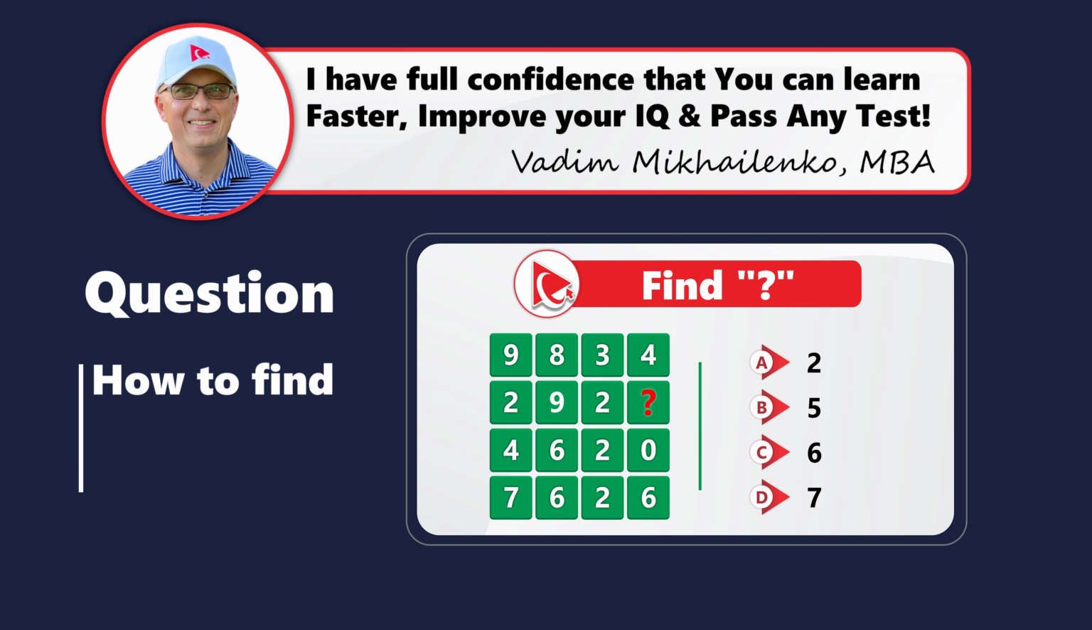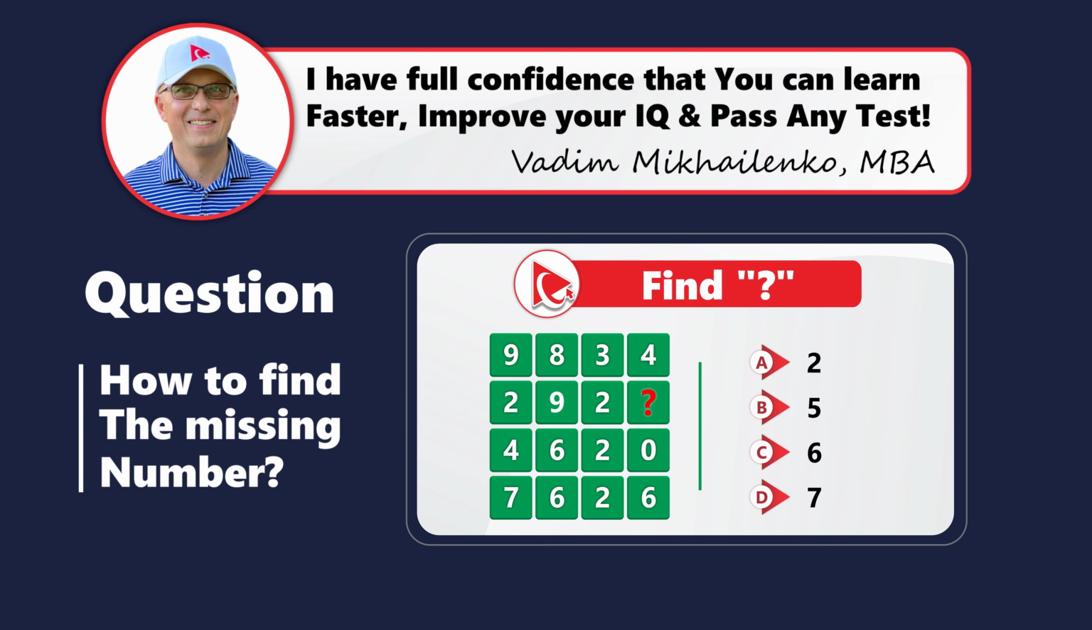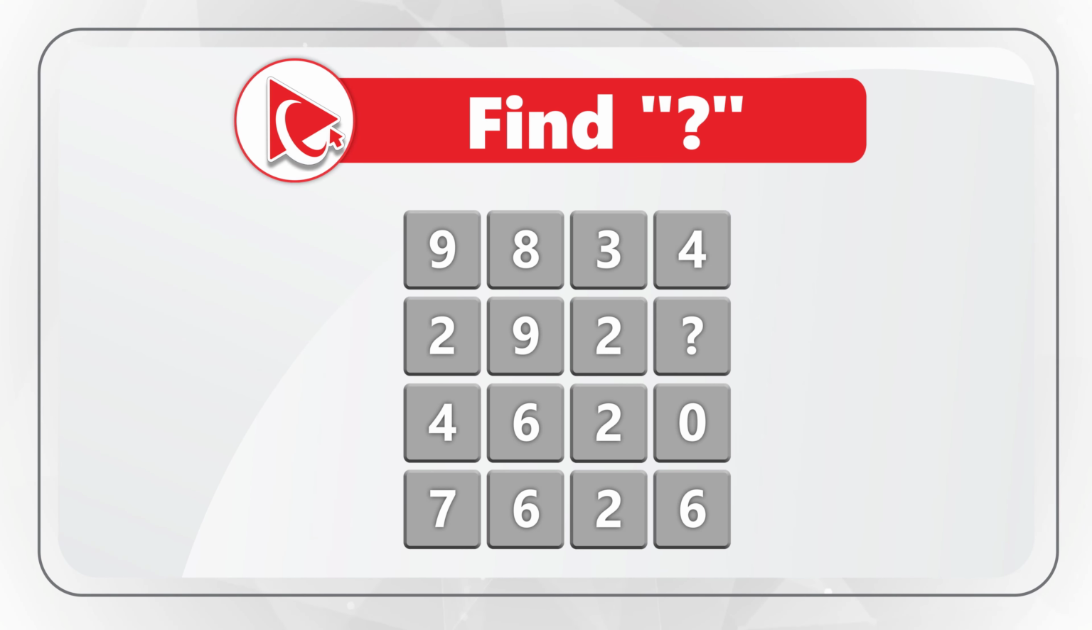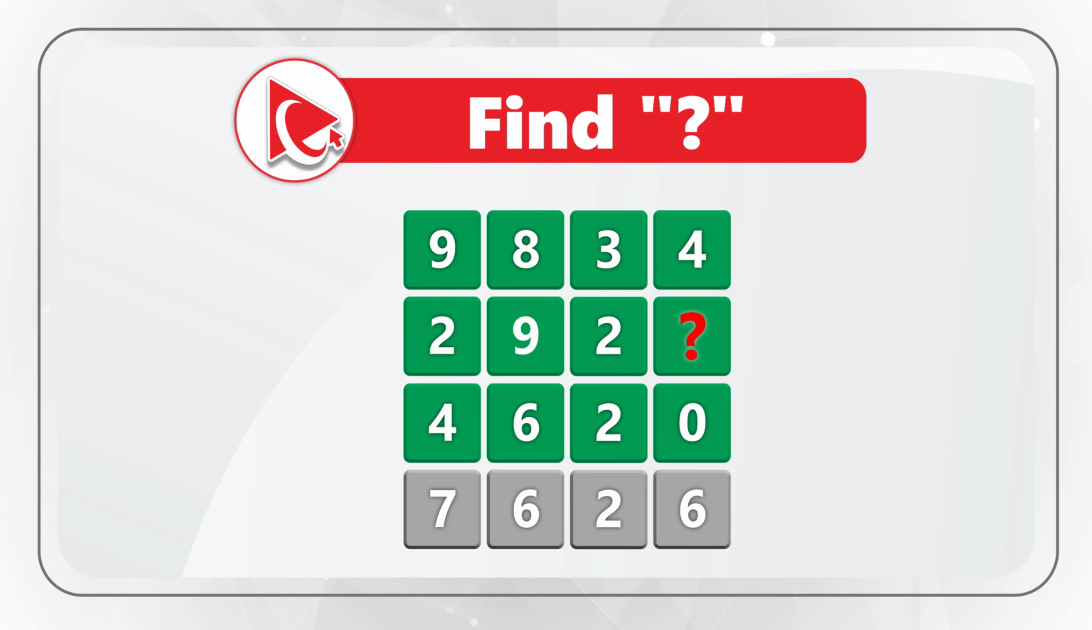Here's a puzzling question for you, but I have full confidence that you can solve it quickly. You're presented with a 4x4 matrix, and the numbers are, starting in the upper left corner, 9, 8, 3, 4. The second row numbers are 2, 9, 2, and then comes the missing number. The third row starts with 4, 6, 2, 0. And last but not least, the last row is 7, 6, 2, and 6.